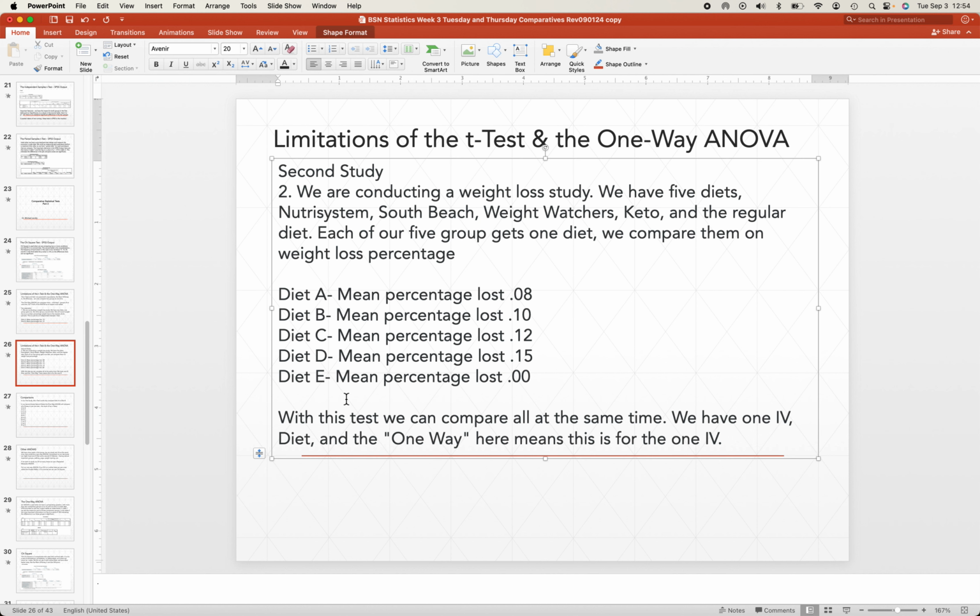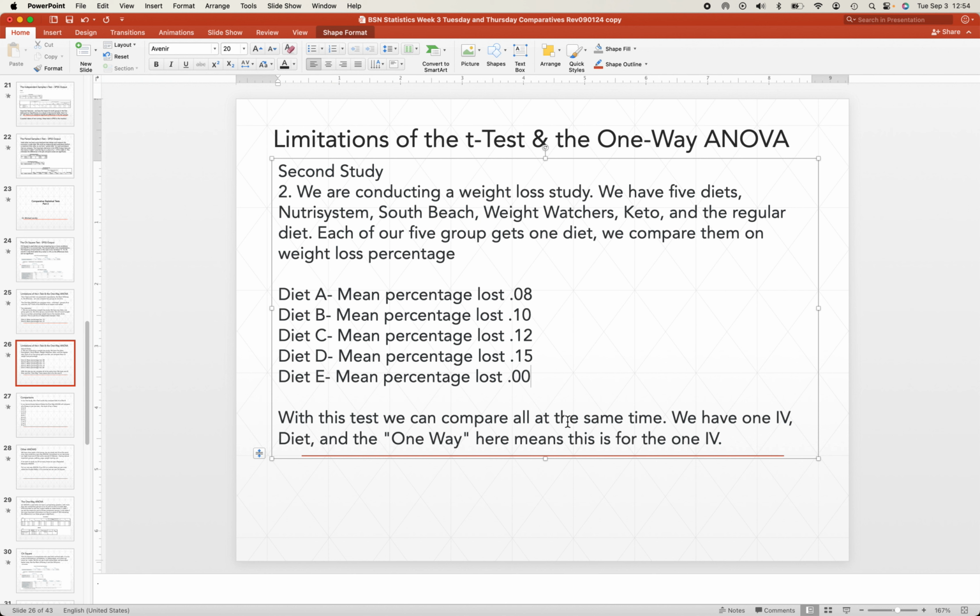If you think about it, we have these 5 diets. We'll just list them here for simplicity: Diets A, B, C, D, and E. We follow them for the length of our study. Maybe it's 6 months. We get our average percentage of weight loss for each group: 8%, 10%, 12%, 15%. The fifth group had no weight loss. And we want to compare all of these in one test.